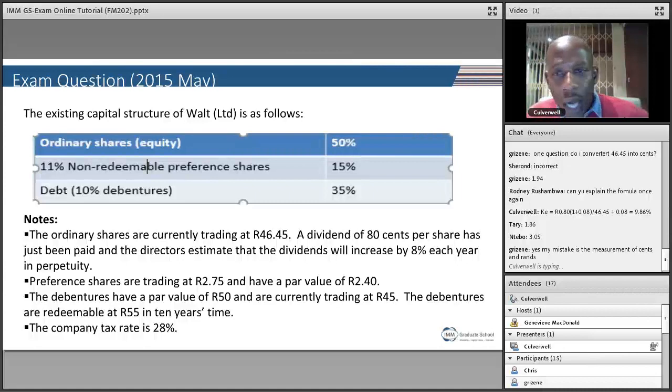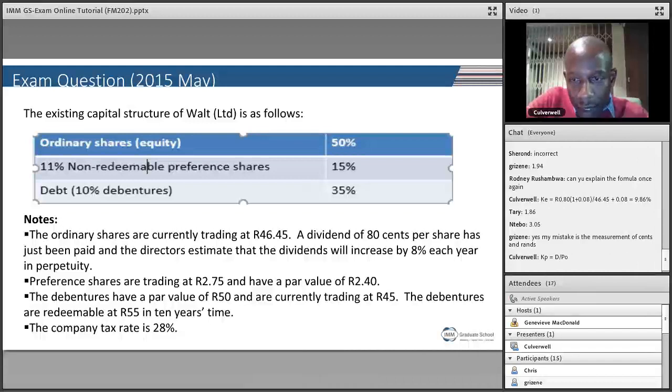I'll move on to cost of preference shares. They are already non-redeemable there. So if you look on page 351, we have got non-redeemable and redeemable. So the formula that one needs to use when you're calculating cost of preference shares, if they are redeemable, is KP equal to D over P0.